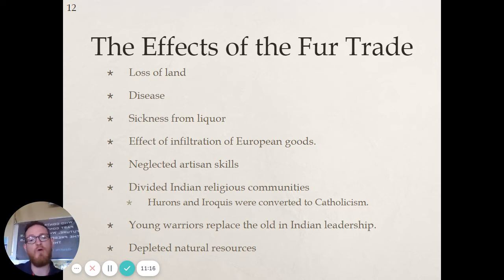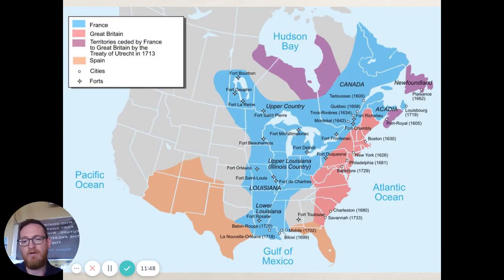You will see, too, that young warriors replace the old in Indian leadership. And this isn't speaking down on young people, but young people tend to be much more energetic and energized and much more quick to make a decision than older, more wise people were, especially in this Indian leadership. And because of that, these young warriors coming in, they're going to be more quick to declare war and to fight against the colonists during this time. And obviously, it depleted natural resources as well, with the killing of so many beavers for beaver fur.